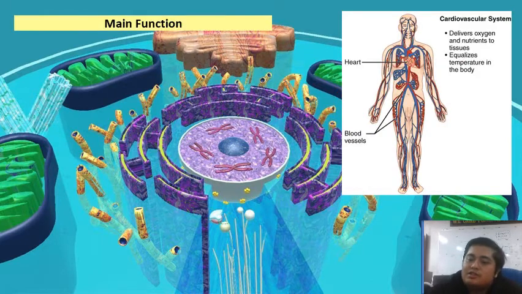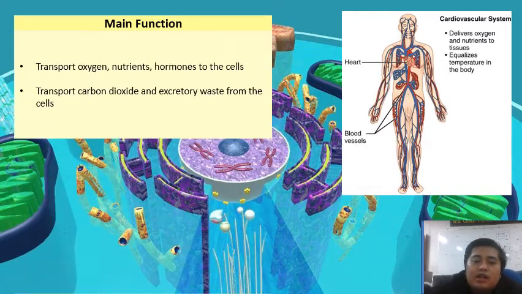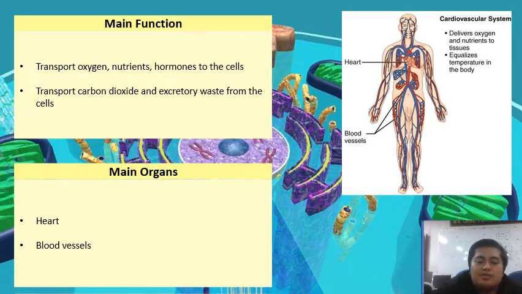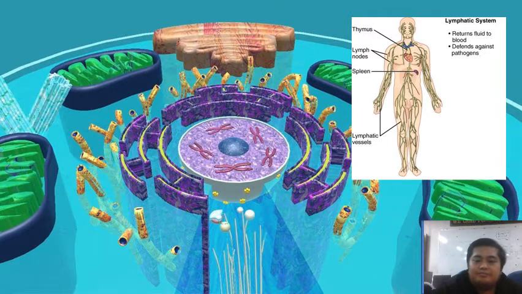Our cardiovascular system, ataupun kadang-kadang kita panggil dia sebagai blood circulatory system. It transports oxygen, nutrient, hormones to the cell. It also transports carbon dioxide and excretory waste from the cell. So, dia akan bawa oksigen dan nutrient kepada sel. Dia akan angkut keluar carbon dioxide dengan bahan-bahan buangan keluar daripada sel. So, main organ yang terlibat adalah kita punya heart and kita punya blood vessel.